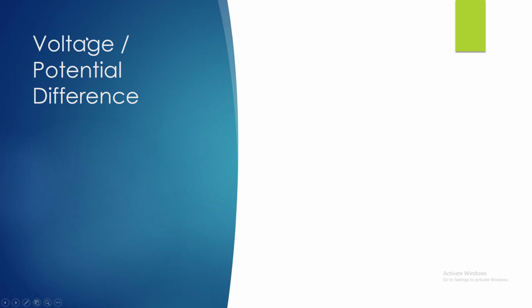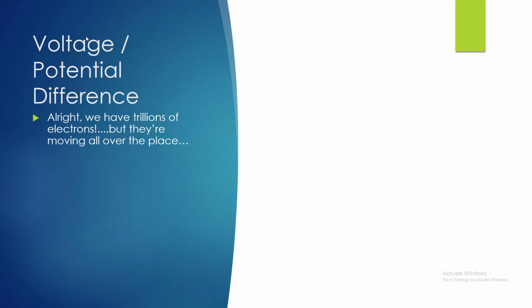All right, let's talk about voltage and potential difference. So, all right, we have trillions of electrons, but they're moving all over the place. Think of when the bell rings third period and you're all going to different classes. It's kind of hard to move around the hallway sometimes because all the students are going in every which direction trying to get to their next class.